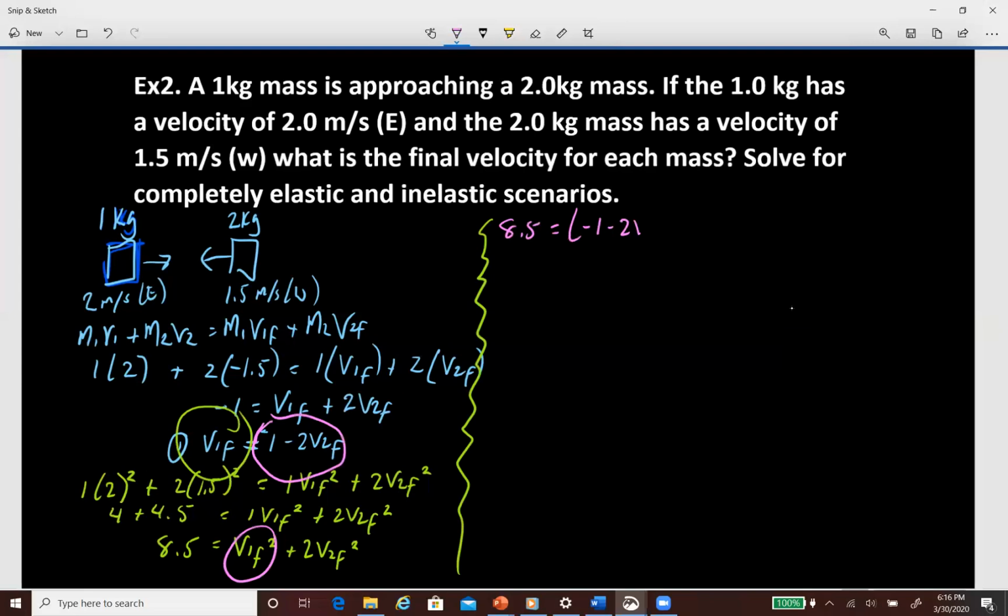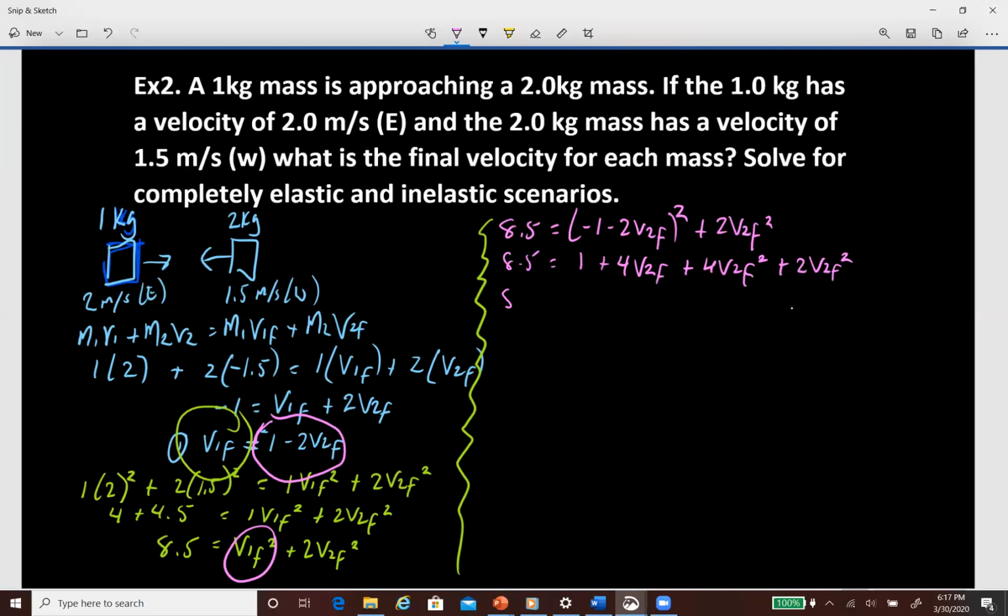minus 2v2f, that squared, plus 2v2f squared. Okay, so we expand it. Let's factor it out. It's going to give us 1 plus 4v2f plus 4v2f squared plus 2v2f squared.